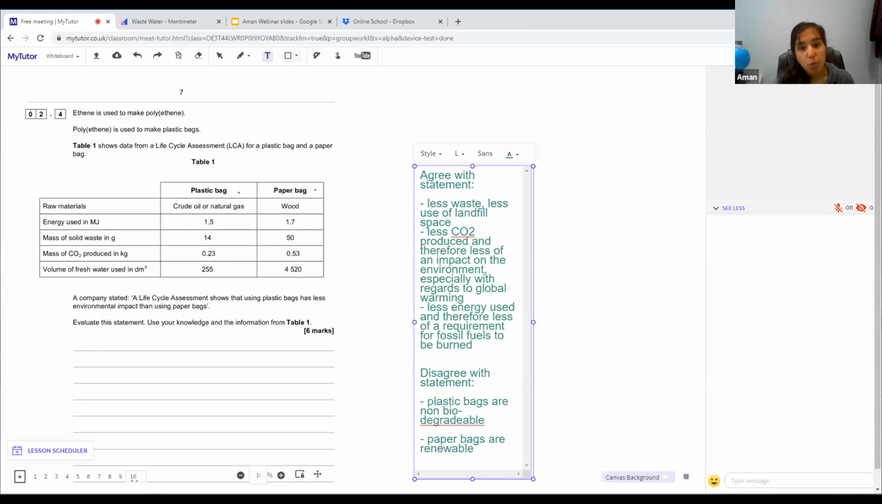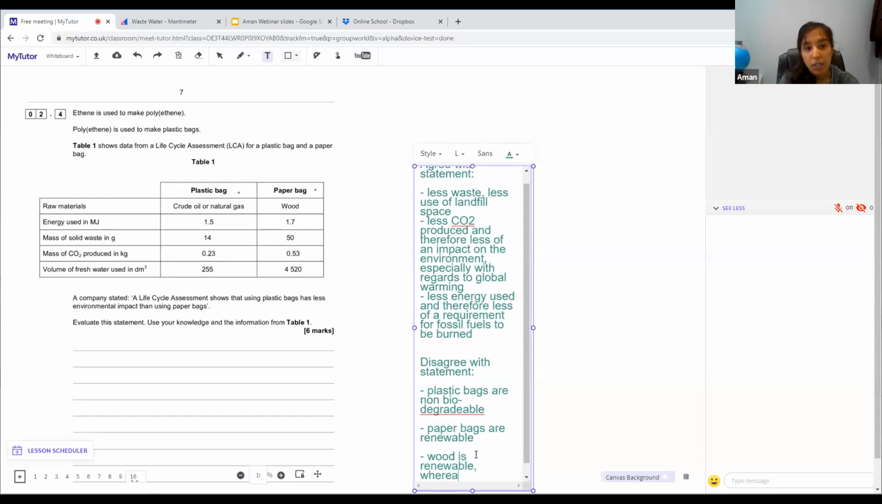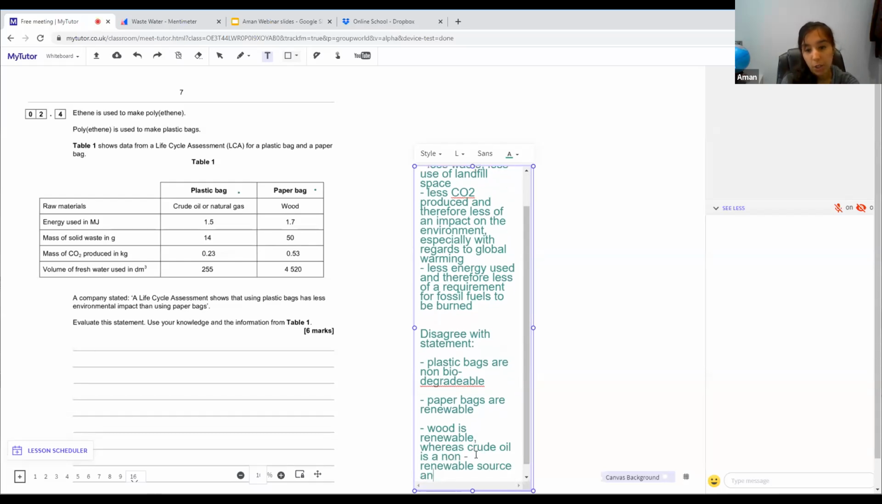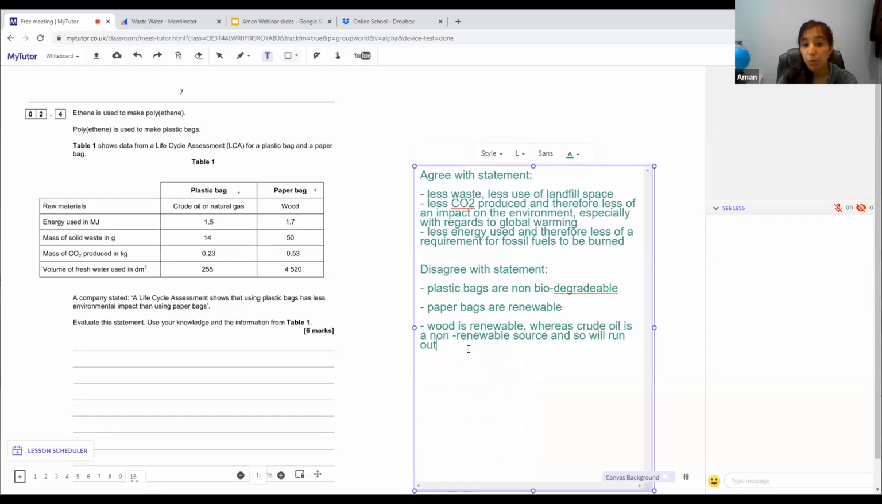Plastic bags use crude oil while paper uses wood. And the key thing there as a linking statement is that wood is renewable, whereas crude oil is a non-renewable source and so will run out. Good. And you can also talk about the extraction process of crude oil requiring a lot of energy. So remember fractional distillation, all of that. Excellent. Yep, plastic bags are arguably a finite resource unless we make them from ethene from fermenting glucose. Good. Excellent. So we've come up with a couple of points there.